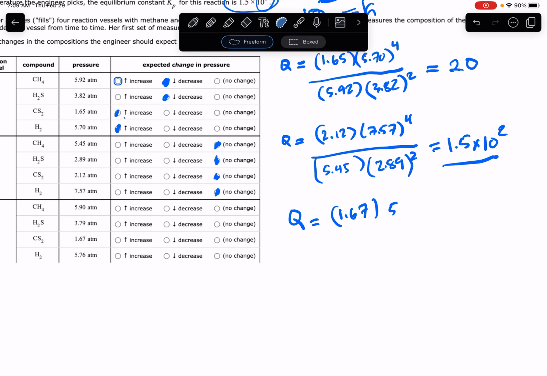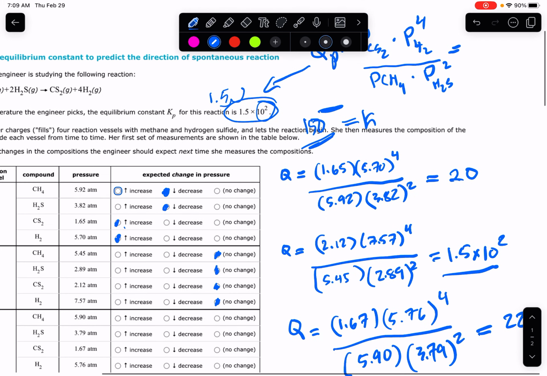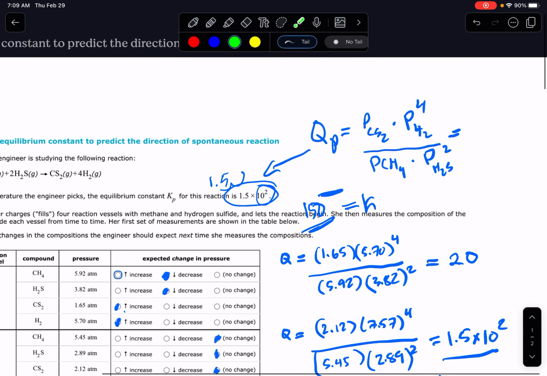That's because we are able to work without any units for our equilibrium expressions. So this is 5.76 raised to the fourth, all over 5.90 and 3.79 squared. And we do the math here, we get 22. And remember, up here they told us that the value was 150 for K.